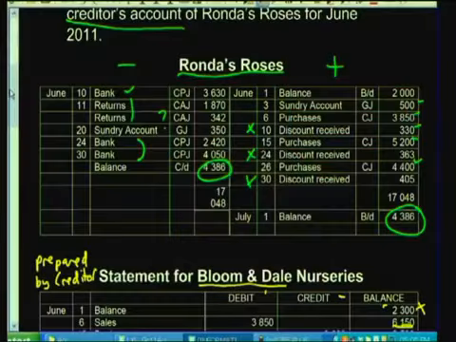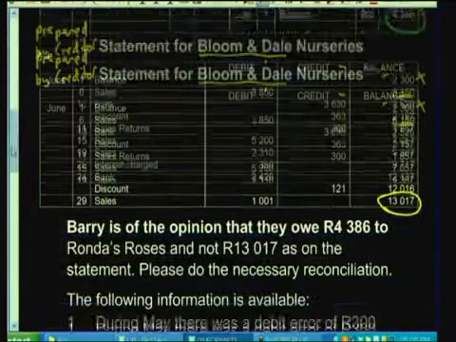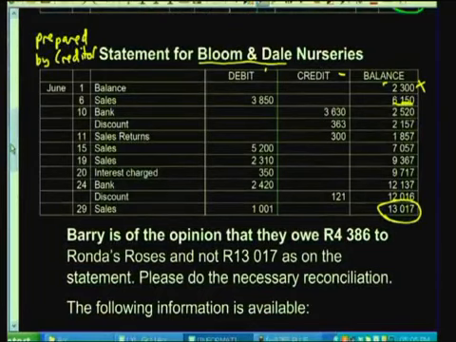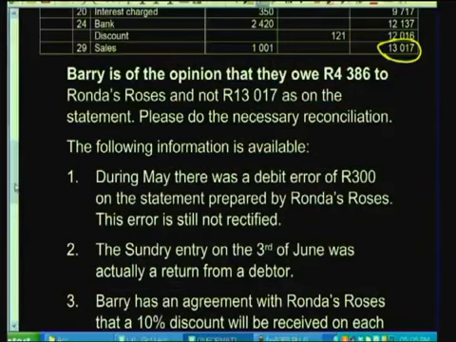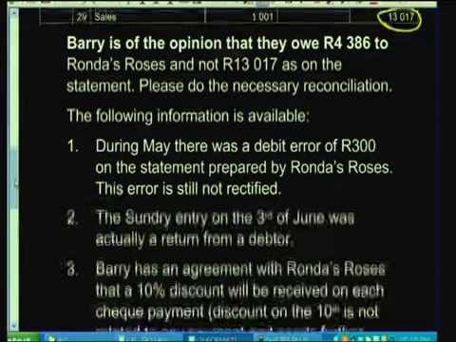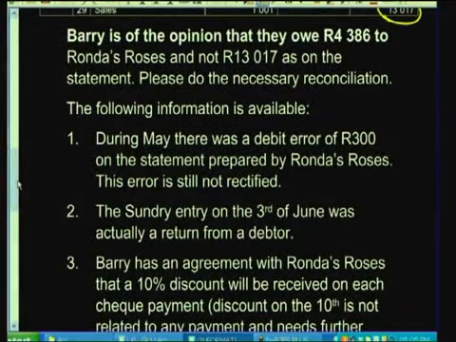So what we'd have to do in practice is sit and tick off every single entry, compare it in the general ledger with the statements of Rhonda's Roses, and check to see whether we agree. You've done exercises like that before with bank reconciliation statements where you compare your bank statement with your journals. In this case, though, the good news is that they've told us all of the information where there are differences. So that's what we have to check. So let's have a look and read the differences.